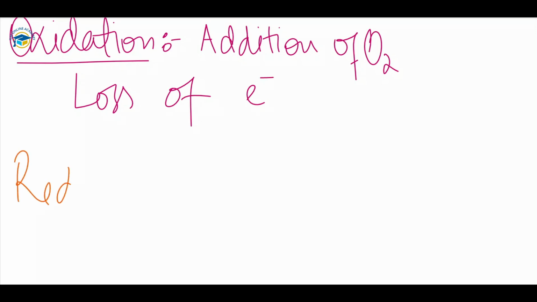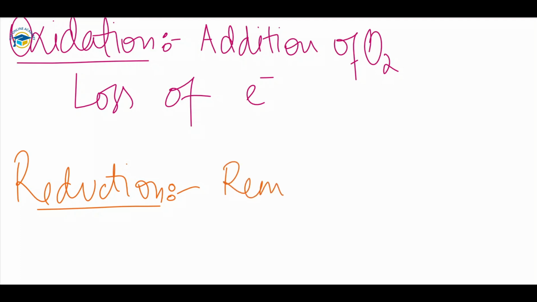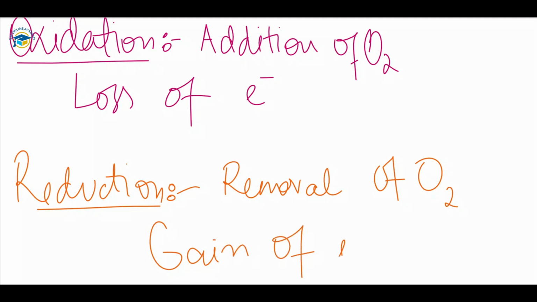And now we'll talk about the reduction. Let's first start with the definition. Reduction is the removal of oxygen from any substance, and we say that substance is reduced, and reduction is the gain of electrons. I will give you an example of how the loss and gain of electrons happens in that equation. So these are the two definitions. Up till now, we will also move towards the third definition of oxidation and reduction when we move forward. So first, you should know about the two definitions: addition of oxygen, removal of oxygen, loss of electrons, and gain of electrons.